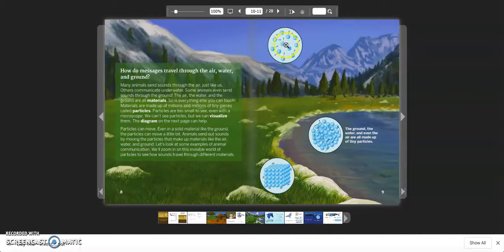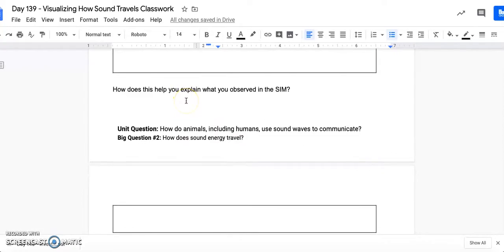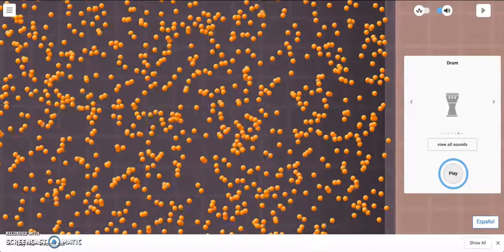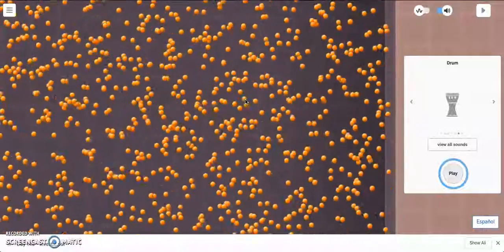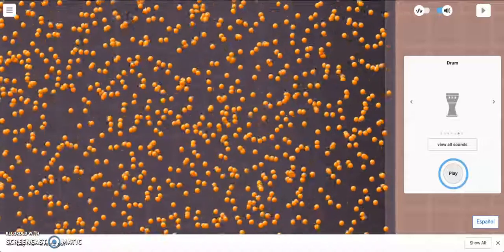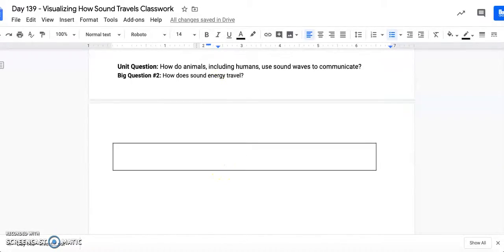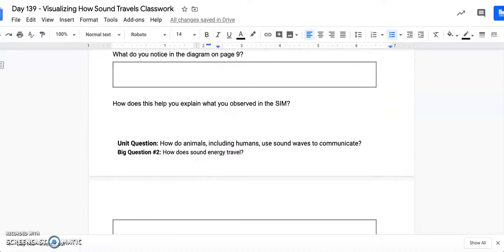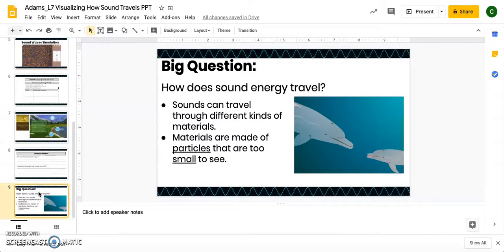When you think about these blue dots and you think about your classwork and this question, how does this help you explain what you observed in the sim? Those blue dots are very similar to these orange dots. And so if those blue dots are particles, well, what would you consider these orange dots? That's what you want to answer in this question here. Go ahead and think about summing up this big question. Today we learned that materials are made of particles that are too small to see.